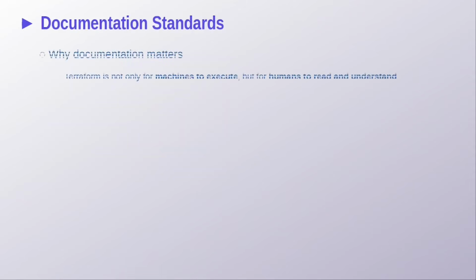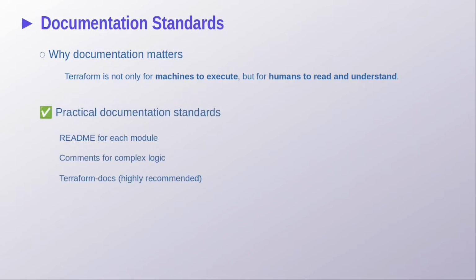Documentation standard. Why does documentation matter? Many people think Terraform code is for machines. That is wrong. Terraform code is also for humans. Future you, your teammates, new hires, they all need to understand it. Practical documentation standard: README for each module, comments for complex logic, and terraform-docs.